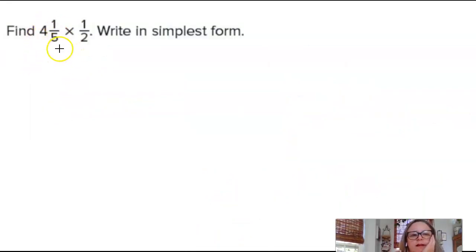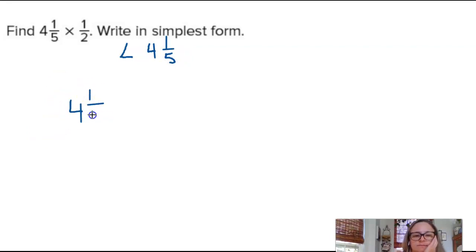Let's look at this example. If we have 4 1/5 times 1/2, and we have to multiply it. So if I'm multiplying this by a number that's less than 1, if it was 4 1/5 times 1, I know it'd be about 4 1/5, but since it's not, I know my answer has to be less than 4 1/5. It has to be less than the other number. So let's go ahead and multiply these.